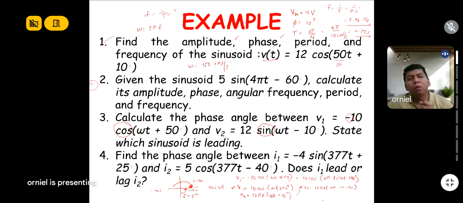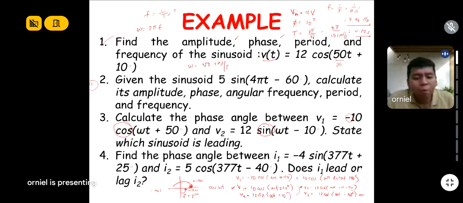Sir, why did we choose cosine? We'll just do it ourselves because the standard time domain is used a lot later, and at the same time we convert it into the phasor domain. The standard trigonometric form for time domain is positive cosine. So we convert everything into positive cosine. Therefore, V2 will be equal to 12 cosine omega t minus 100 degrees. That's our V2.